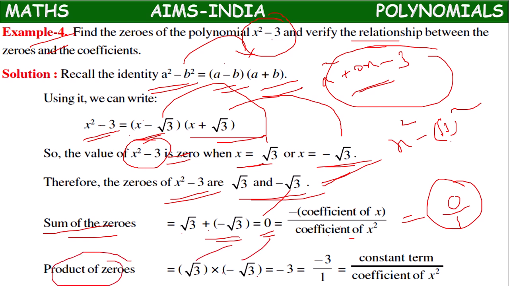Product of zeros: root 3 into minus root 3, root 3 into root 3 minus 3. Minus 3 by 1. So what is constant term? Minus 3. What is coefficient of x square? 1. So the relationship proved.